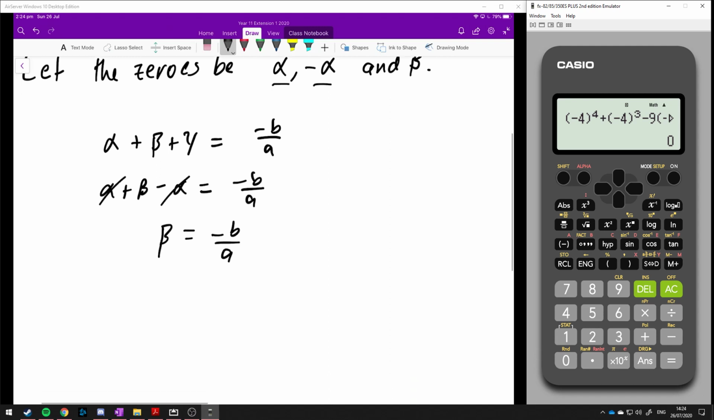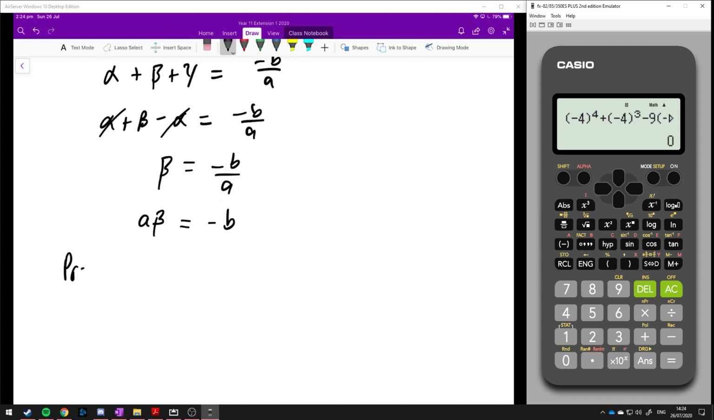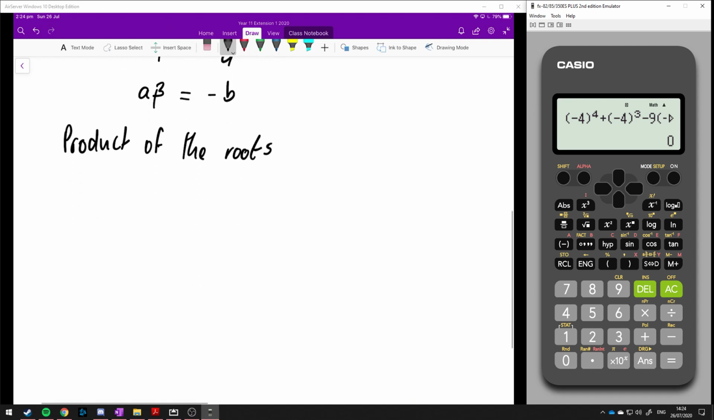Okay, and then rearranging this, we get minus b is equal to a lots of beta, just like that. Okay, now we're going to use the formula for the product of the roots. So the product of the roots, what we're going to do is we're going to let, so we've got a, or not a, sorry, so the product.